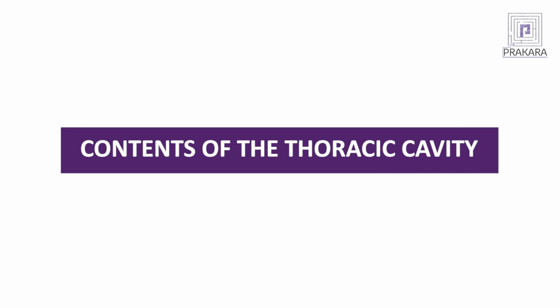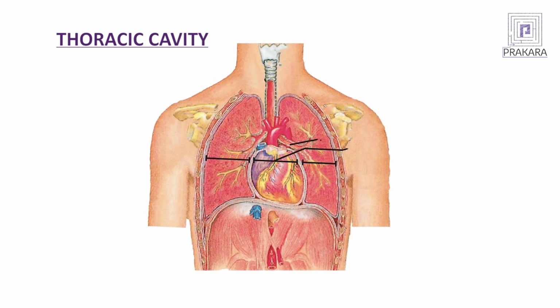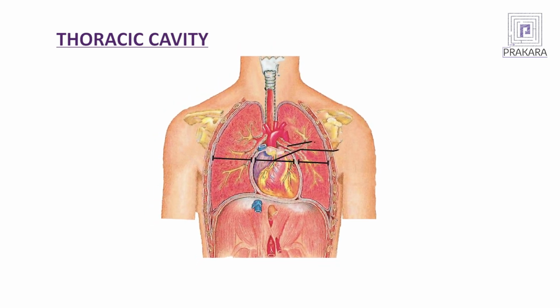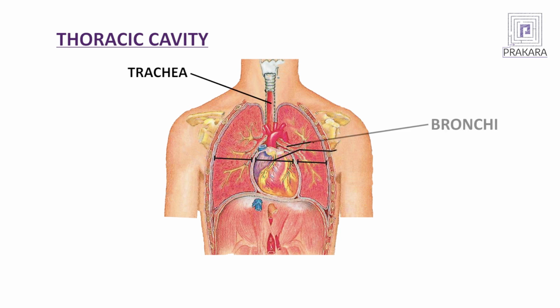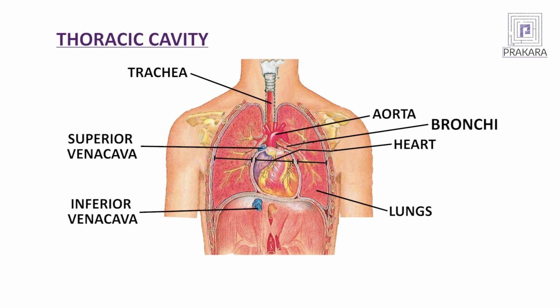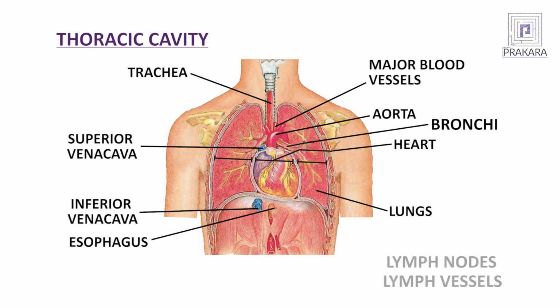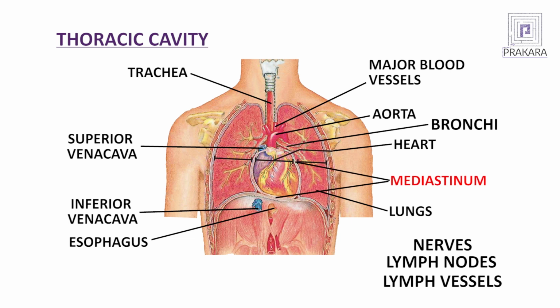Let's move on to the contents of the thoracic cavity. This contains some of the most important organs of the body. The main organs and structures contained in the thoracic cavity include the trachea, the two bronchi, the two lungs, the heart, the aorta, superior and inferior vena cava, numerous other blood vessels, the esophagus, lymph vessels and lymph nodes, some important nerves, and the mediastinum, which is the name given to the space between the lungs, which includes the structures found there, such as the heart, the esophagus, and the blood vessels.